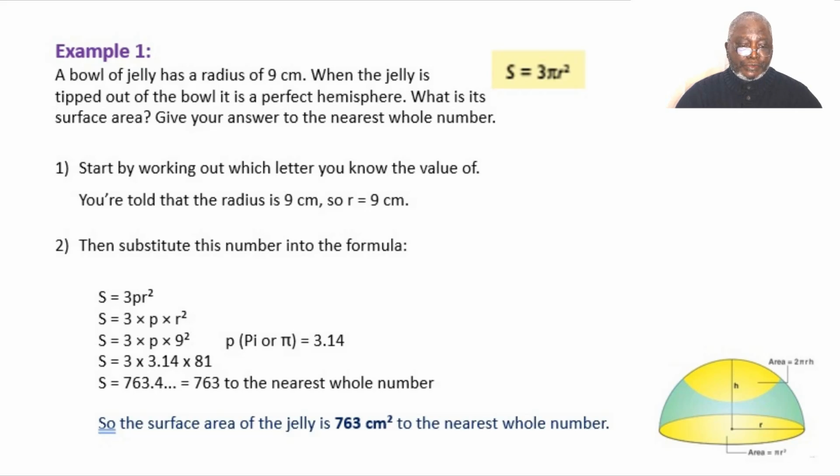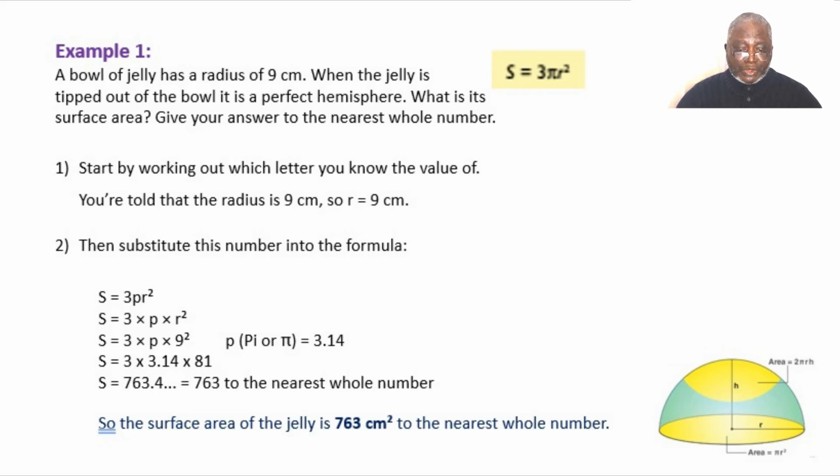Okay, let's read the question. A bowl of jelly has a radius of 9 centimeters. When the jelly is tipped out of the bowl, it is a perfect hemisphere. What is its surface area? Give your answer to the nearest whole number. Start by working out which letter you know the value of. You're told that the radius is 9 centimeters, so R is equal to 9 centimeters because R stands for radius.